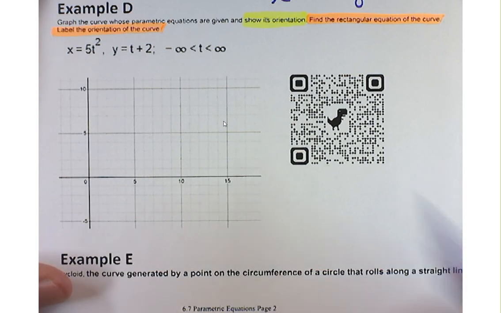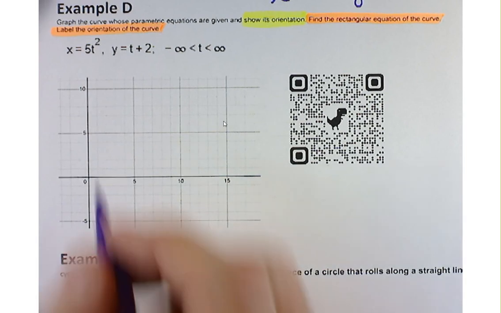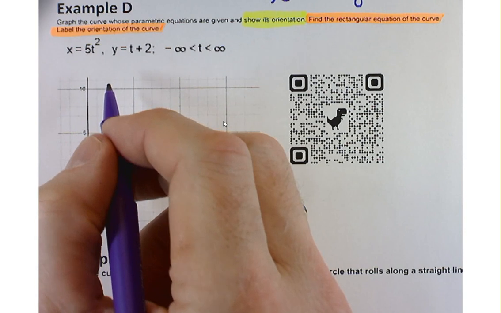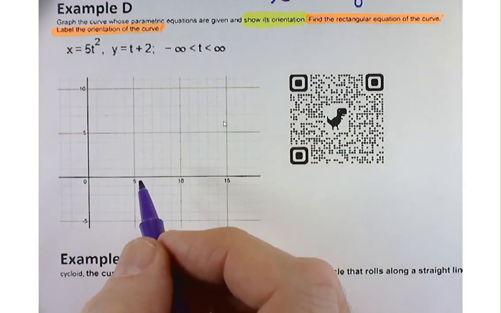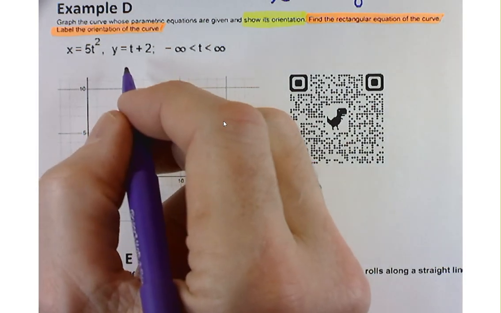Substitute. All right, sounds good. Substitute what into what? 5t. Like substitute, you make t equal y minus 2 and you take that. Beautiful. To the t squared.